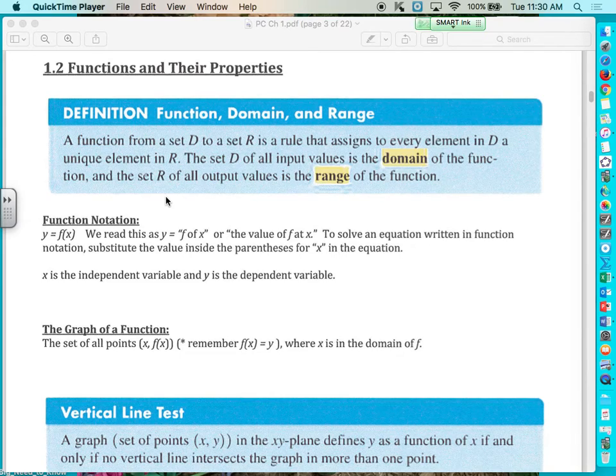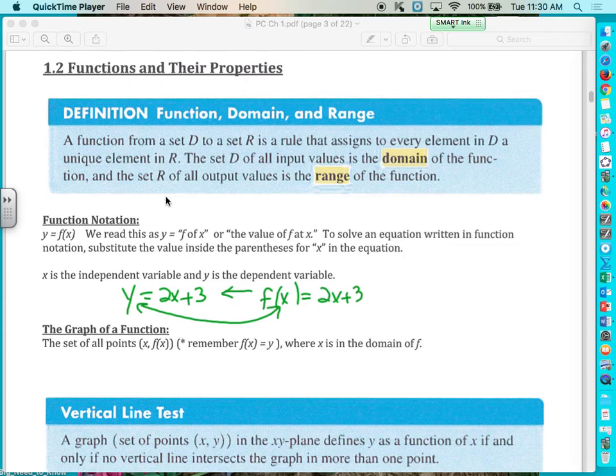Function notation: if you have an equation that's y equals 2x plus 3, you could write that in function notation, which would be f of x equals 2x plus 3. The f of x and the y are interchangeable. F of x means that that's a function, so it's more specific. It's going to pass this vertical line test that we'll talk about in a minute.